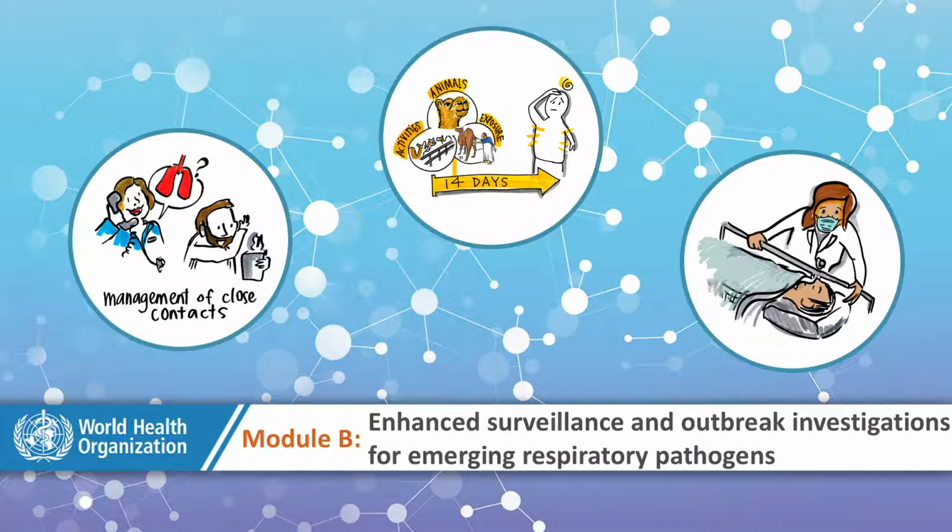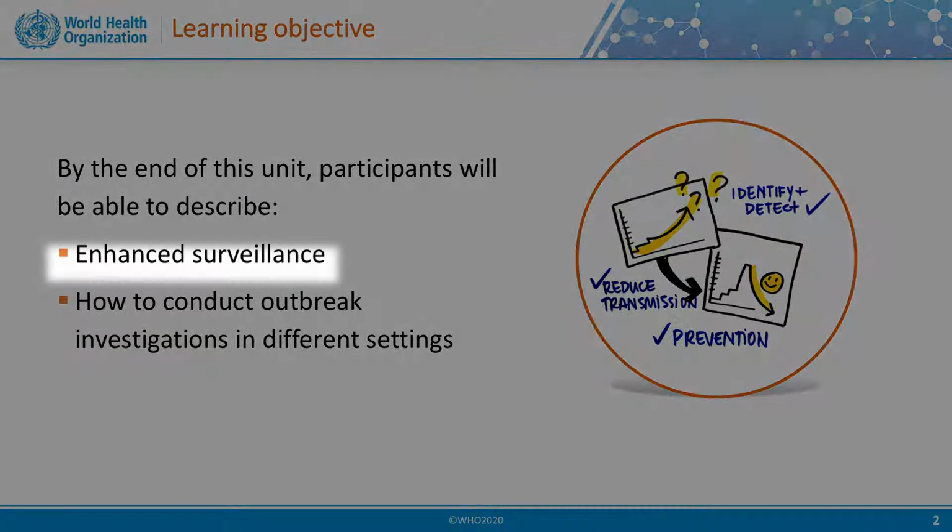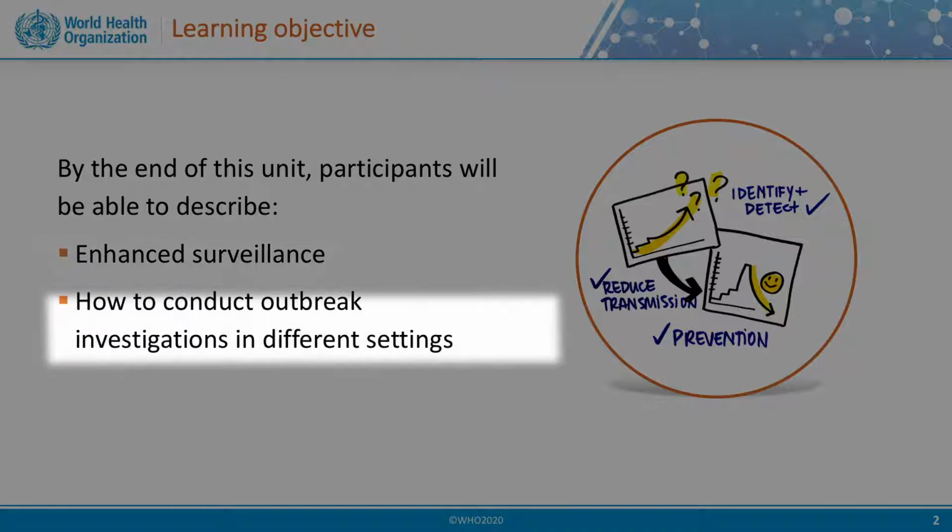Welcome to Module B, where we will be covering methods around enhanced surveillance and outbreak investigations for emerging respiratory pathogens, with a particular focus on the novel coronavirus COVID-19. By the end of this unit, you will be able to describe what we mean by conducting enhanced surveillance to find cases, and how to conduct outbreak investigations in different settings.